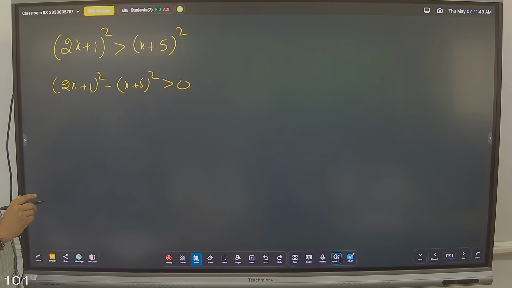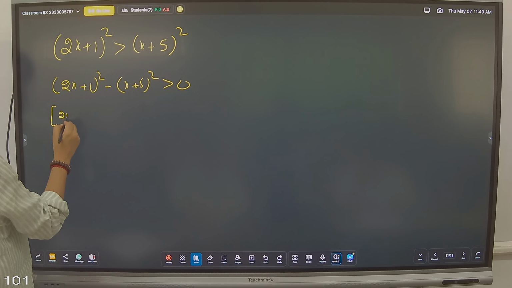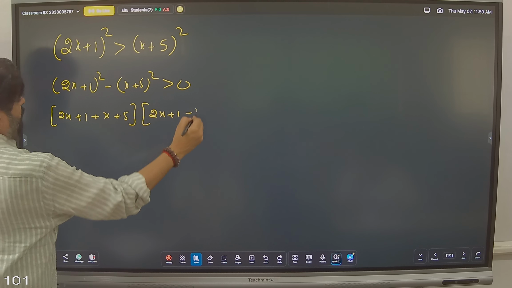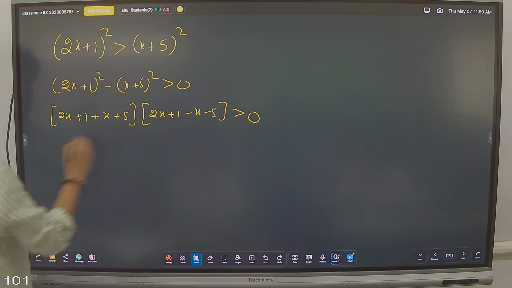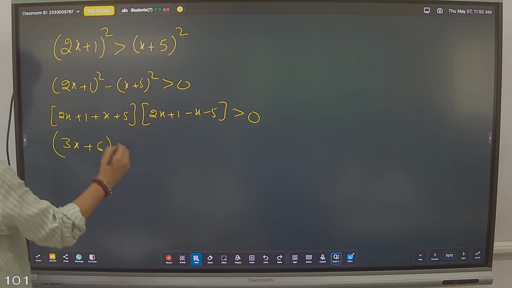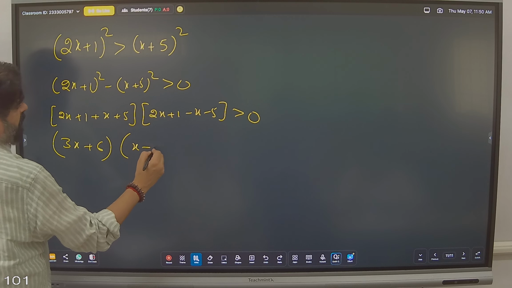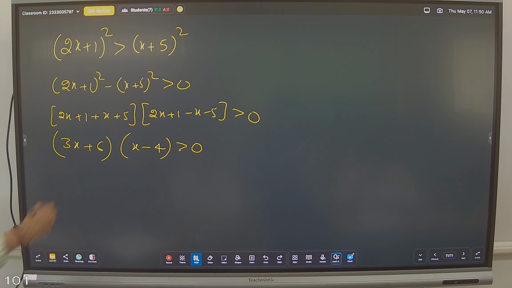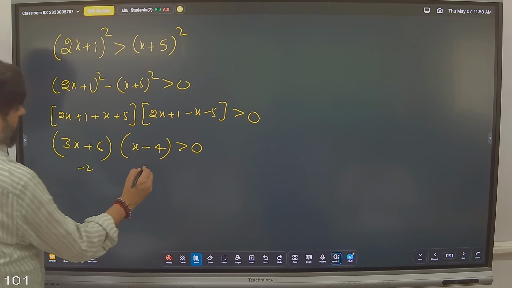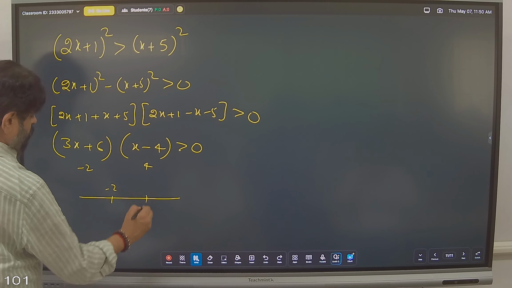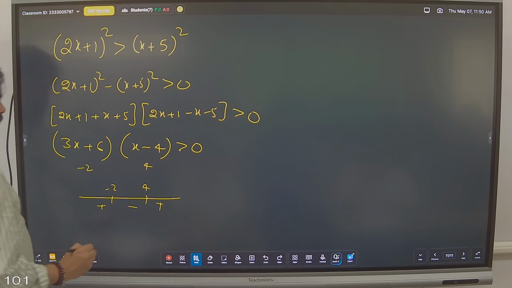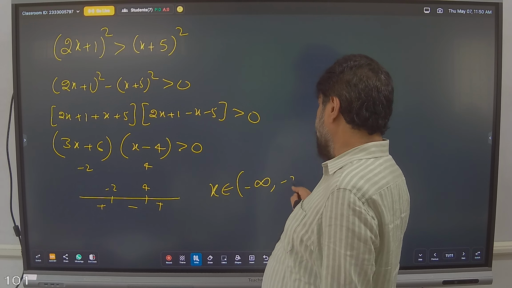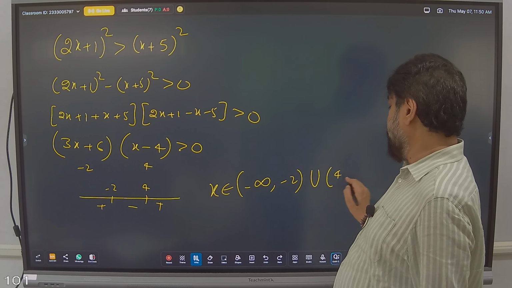A square minus b square formula. What will come? First bracket, 2x plus 1 plus x plus 5. Is it clear? Other one, 2x plus 1 minus x minus 5, greater than 0. So this will become (3x plus 6) into (x minus 4) greater than 0. Is this clear to everybody? Critical points of this: minus 2 and 4. Minus 2, 4: positive, negative, positive. We want positive. So x belongs to minus infinity to minus 2, union 4 to infinity.